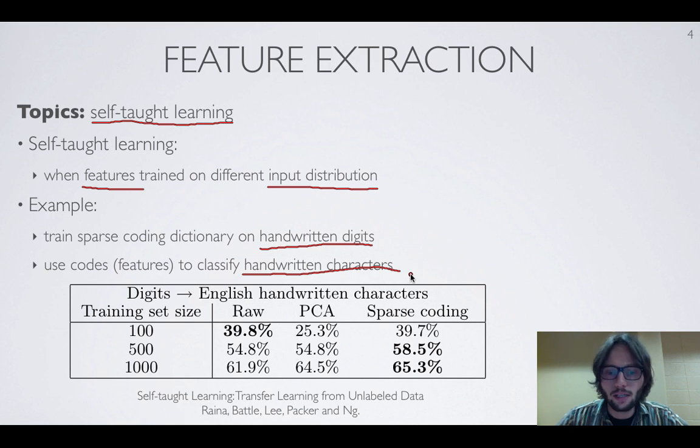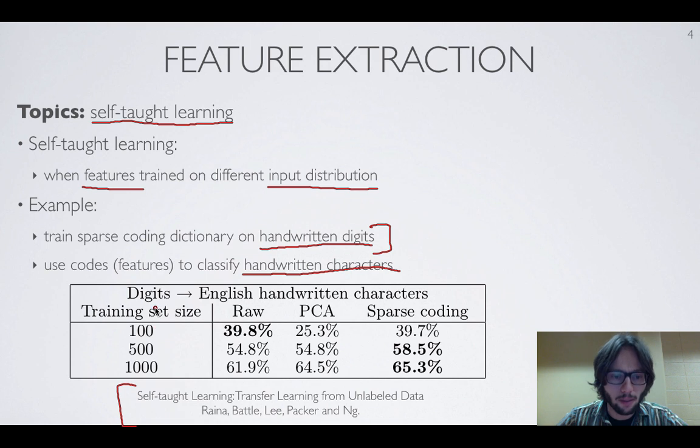And now, can we still try to improve things by leveraging my unlabeled data, even though it's a different input distribution? These are numeric characters, and these are alphabetical characters. So they're going to look quite different. And also, they might come from different people that drew them. So here's the experiment taken from this paper by Raina, Battle, Lee, Packer, and Ng. They're the authors, the researchers that introduced the notion of self-taught learning.